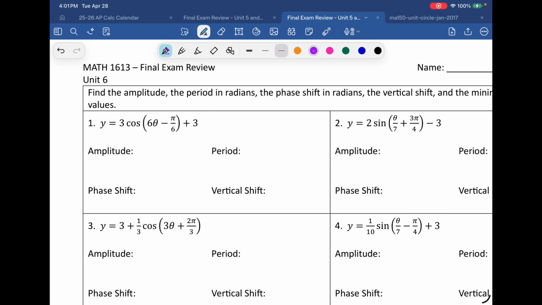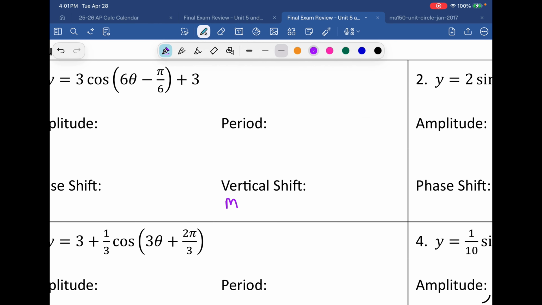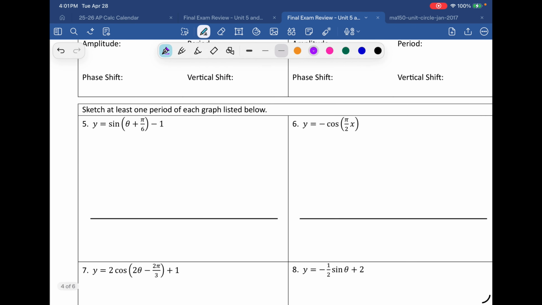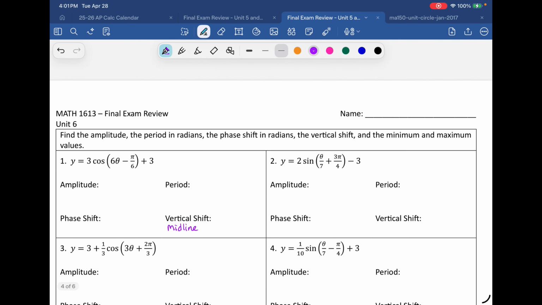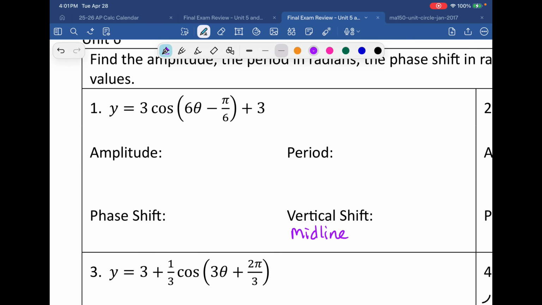Okay, so primarily what's going to happen with graphing, this is unit 6 now. What's going to happen with graphing is you have to identify the amplitude, the period, the phase shift, and the vertical shift, which is also called your midline. I'm only going to do a couple of these down here because you can use Desmos. All right, so amplitude and the vertical shift are the two easiest ones to find.